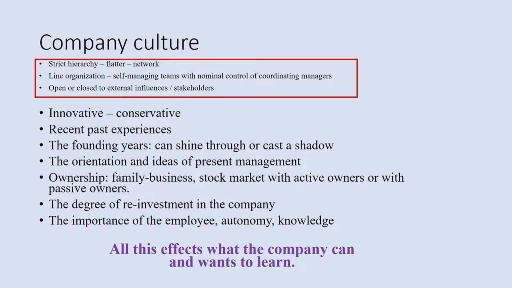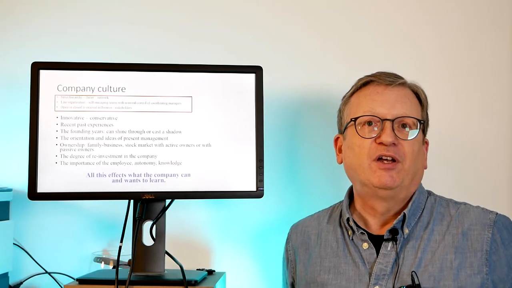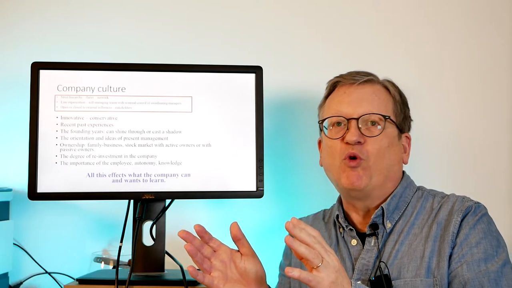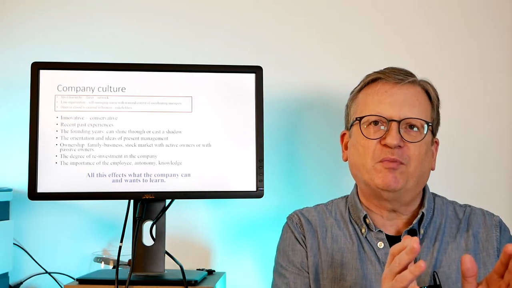Even companies that come across as being flat have some kind of hierarchy, and companies that have a very formal, strict hierarchy are almost always going to have informal networks. So it's difficult to classify a company strictly as existing in just one of those categories. We can see it as a spectrum where maybe more of a company is in one part and more of another company is in another part.